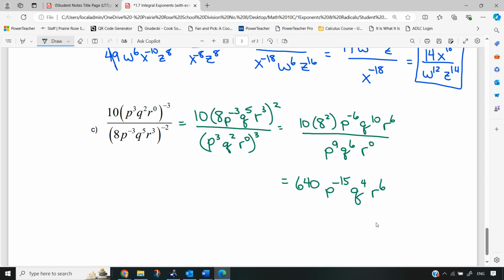Again, my final step is just to make sure that all of my negatives are taken care of. So I'm going to have 640. q to the 4th is positive, so it will stay. r to the 6th is positive, so it will stay. And p to the 15 will move to the denominator.